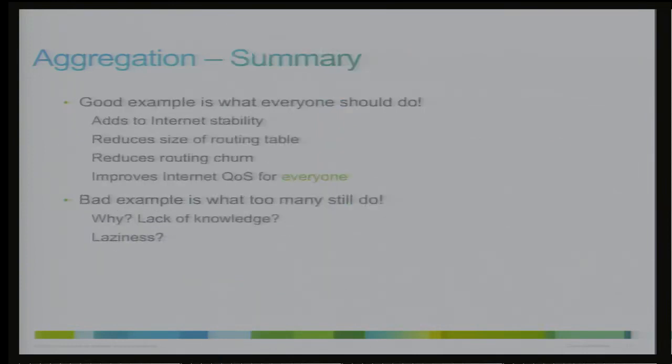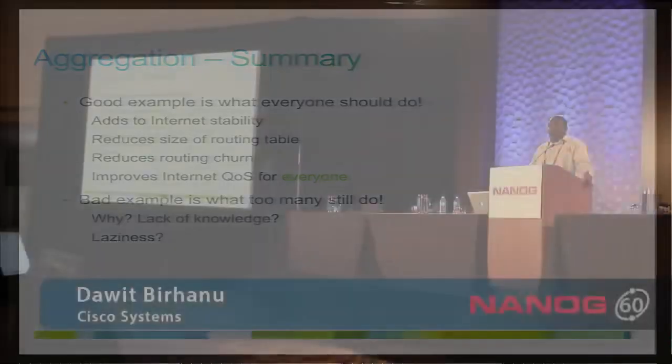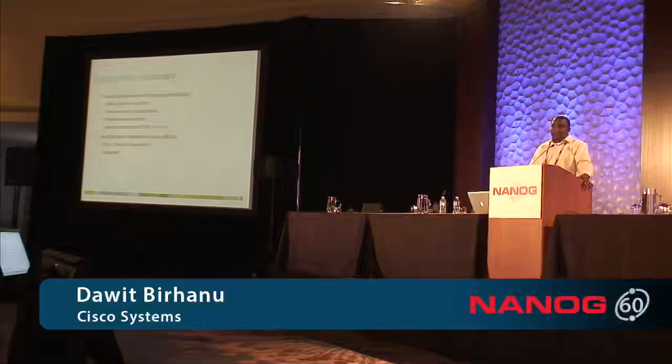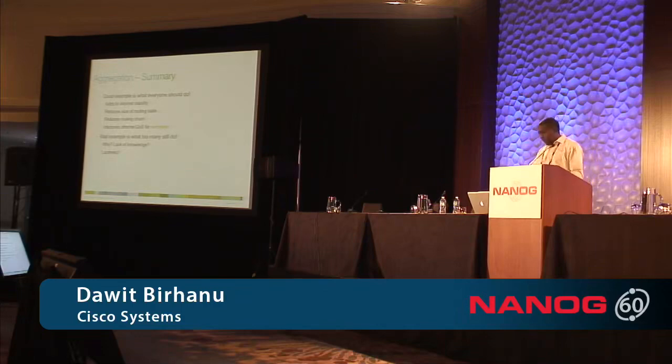So in summary, a good example is to aggregate, because it adds stability to the internet. It reduces the size of the routing table, because when you advertise multiple sub-prefixes of that /19, you are increasing the size of the internet table. It also reduces routing churn. It improves the quality for the customer because it gets faster convergence when the link comes up. So the bad example has the opposite effect, obviously.